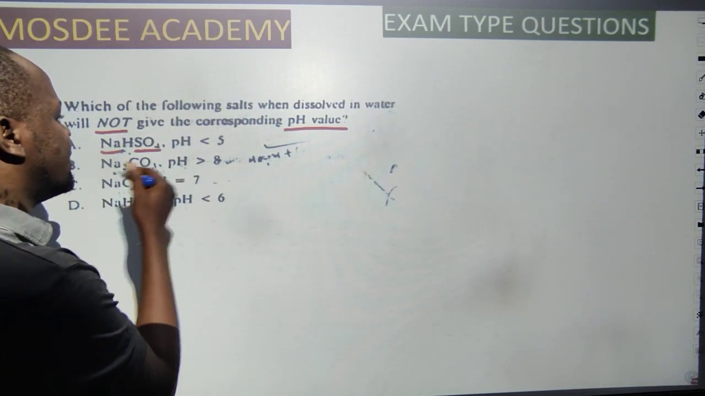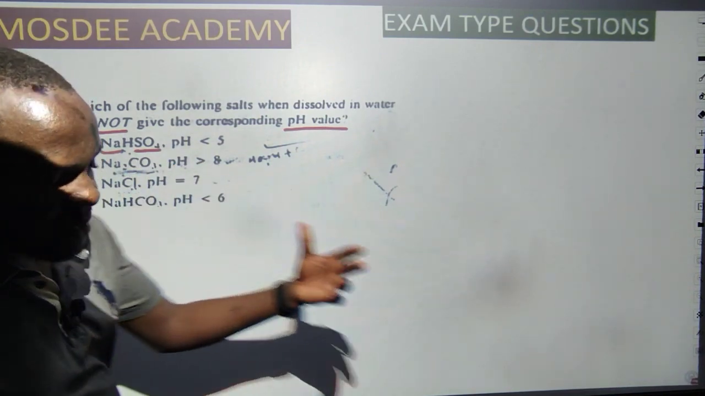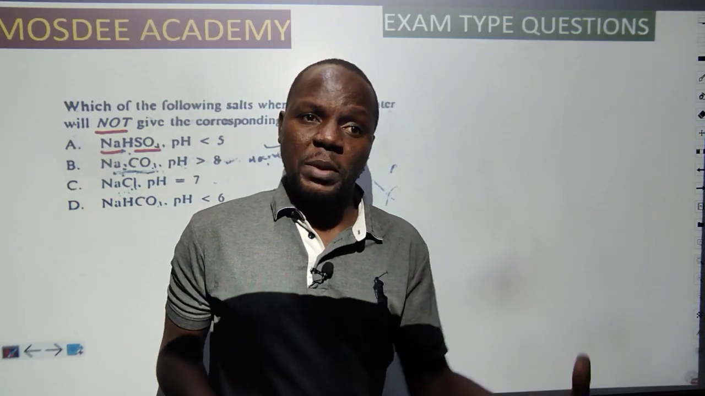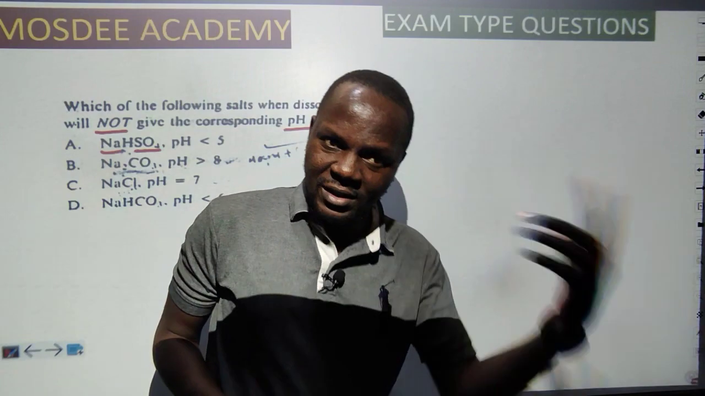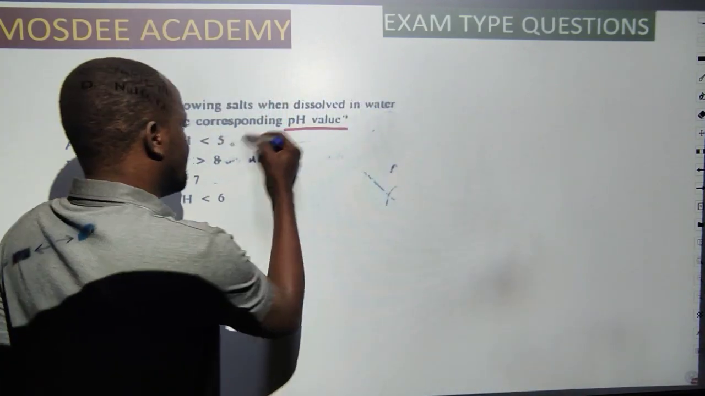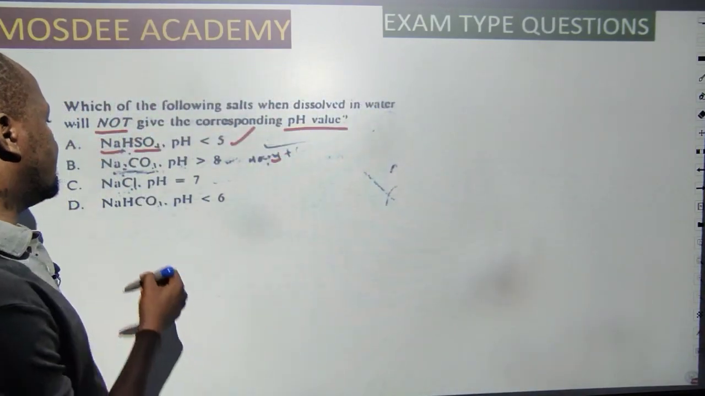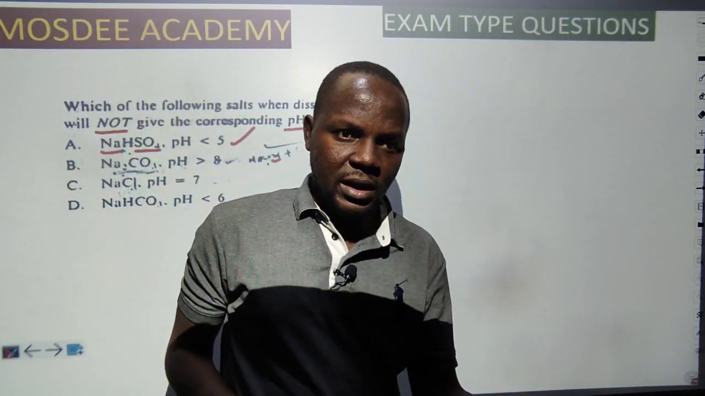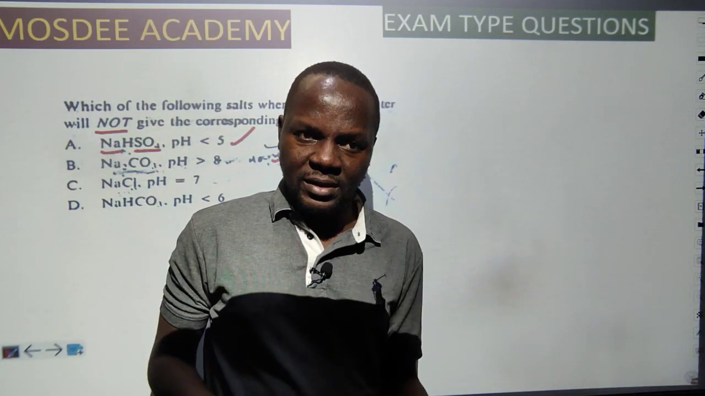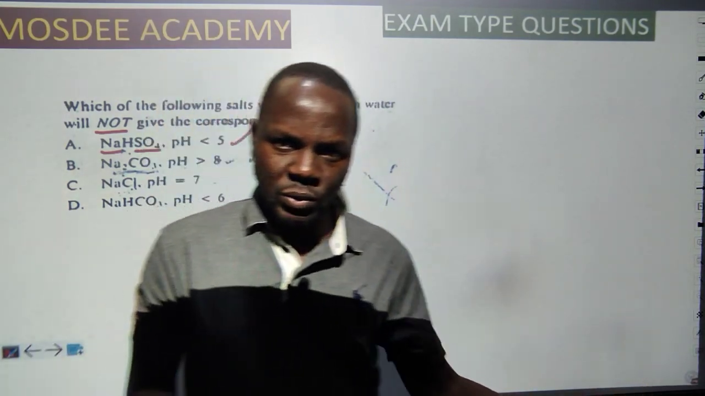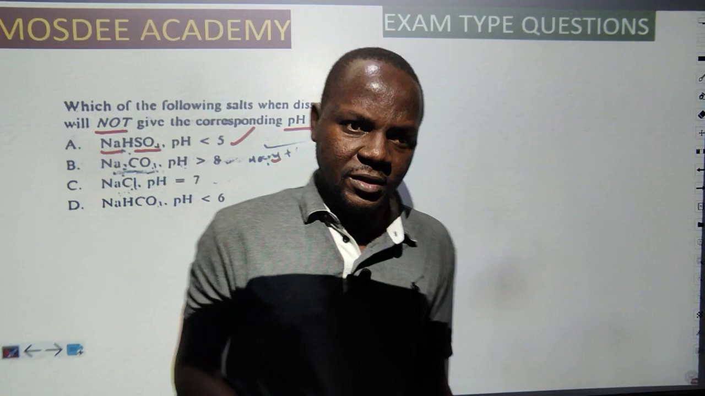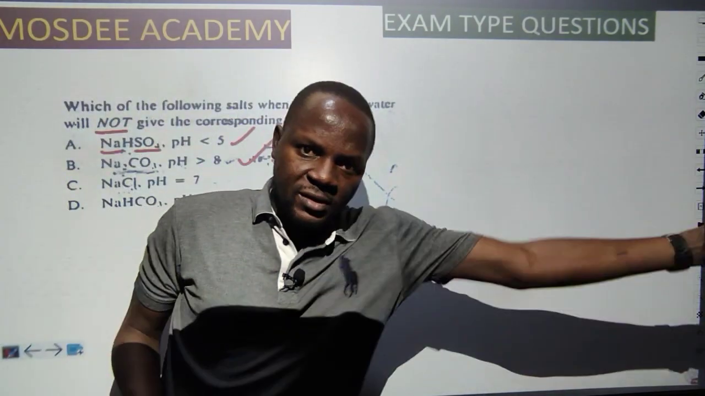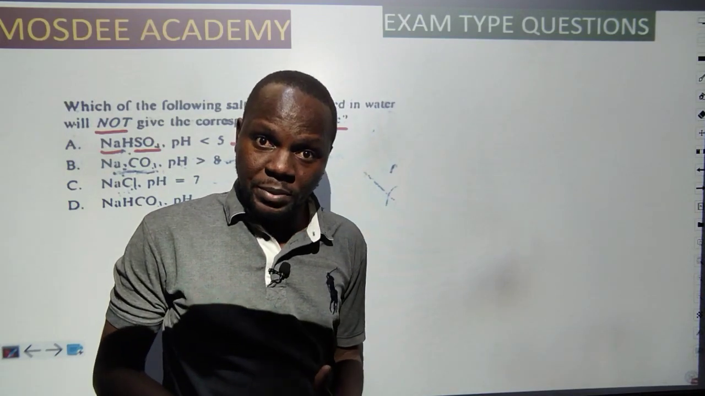Now, what we are going to do here is that when we have a strong acid and a weak base, we know that the solution will be more acidic. Strong acid, weak base. So this is correct because pH is less than 5. Look at this one. Na2CO3. NaOH is a strong base. HCO3 is a what? The weak acid. So strong base, weak acid, strong will take over. So it will be more basic. When something is more basic, it is greater than 8, because you know bases are greater than 8 on your pH scale.